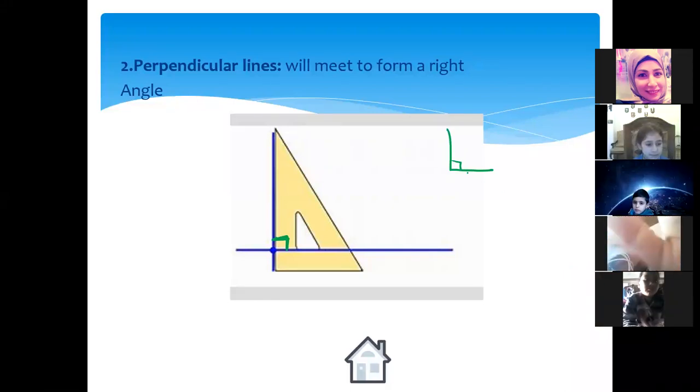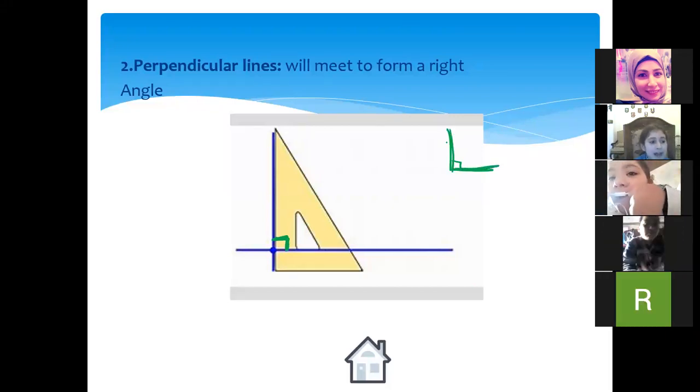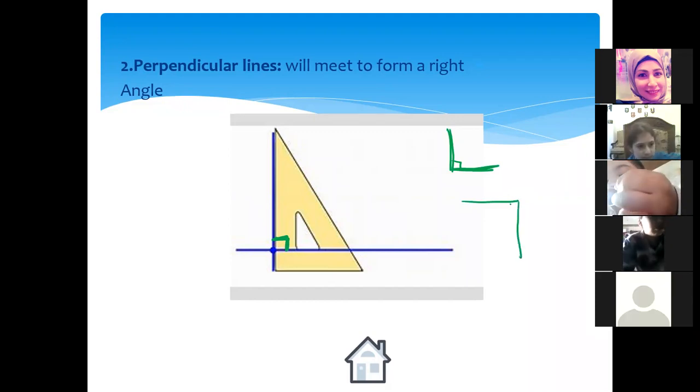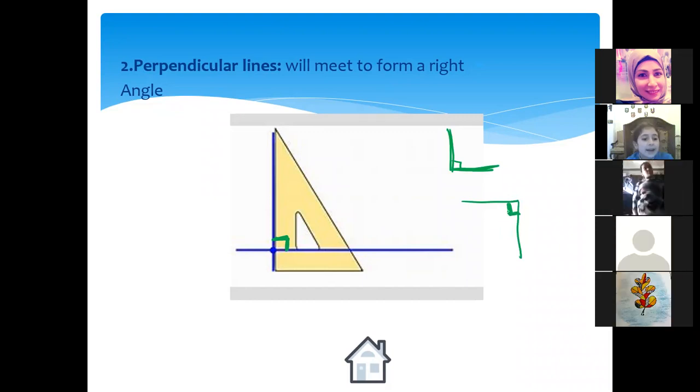So, two lines are said to be perpendicular if they form a right angle and a letter like L. Okay, so these two are perpendicular. If I flip the L like this, what can we say about these two lines also? Because they form a letter L and a right angle. So, two lines are said to be perpendicular if they form a right angle.